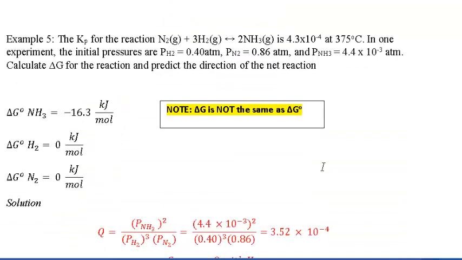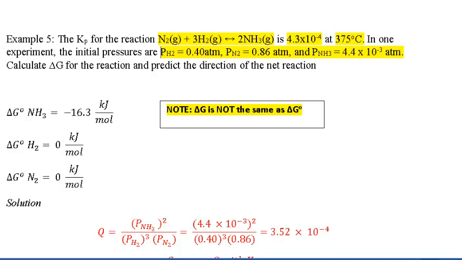All right, let's do another problem here. Here we have an actual reaction, and we're given a K. Probably since these are gases, this will be a Kp, and we're given a temperature. We quote K at a specific temperature. And in one experiment, the initial pressures are 0.4, 0.86, and 4.4 times 10 to the minus 3 for all of those gases. This does not look to be equilibrium values.